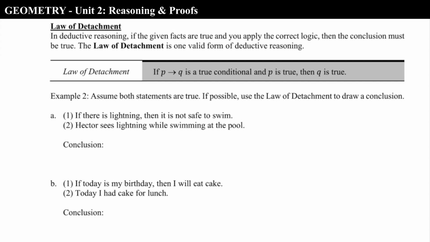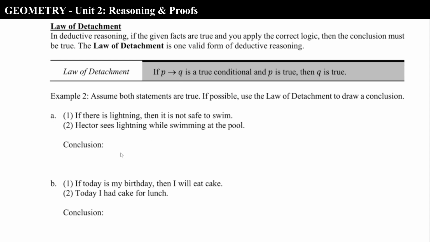All right, now let's talk about the law of detachment. In deductive reasoning, if the given facts are true and you apply the correct logic, then the conclusion must be true. The law of detachment is one valid form of deductive reasoning. And it says that if you have a hypothesis and conclusion and that whole conditional is true, so we're taking that whole conditional statement to be true, and P is true, then we know that Q is true. Okay, so let's look at an example of that.